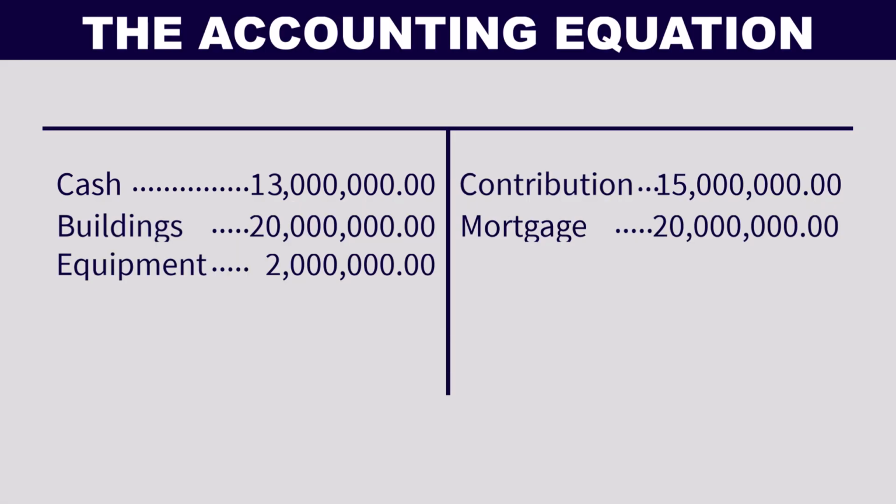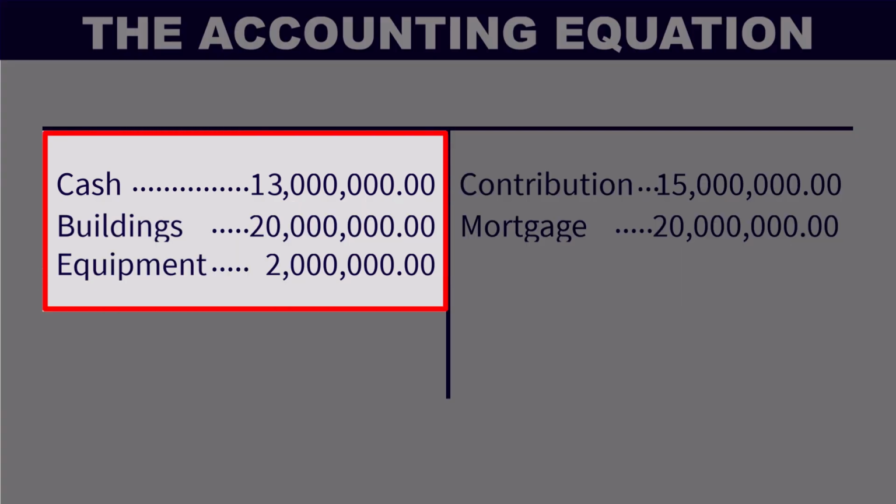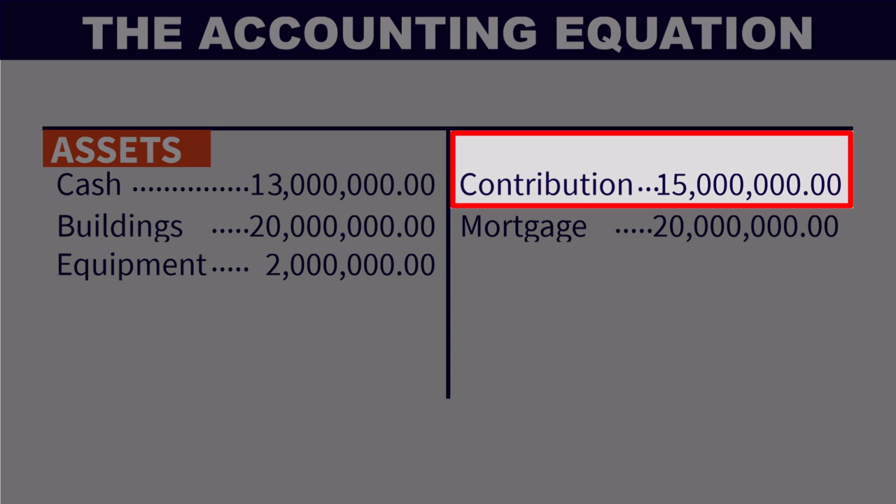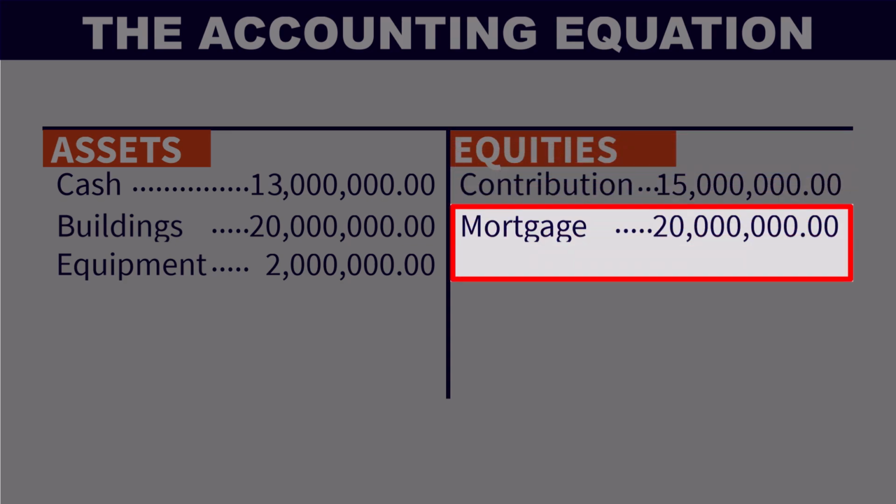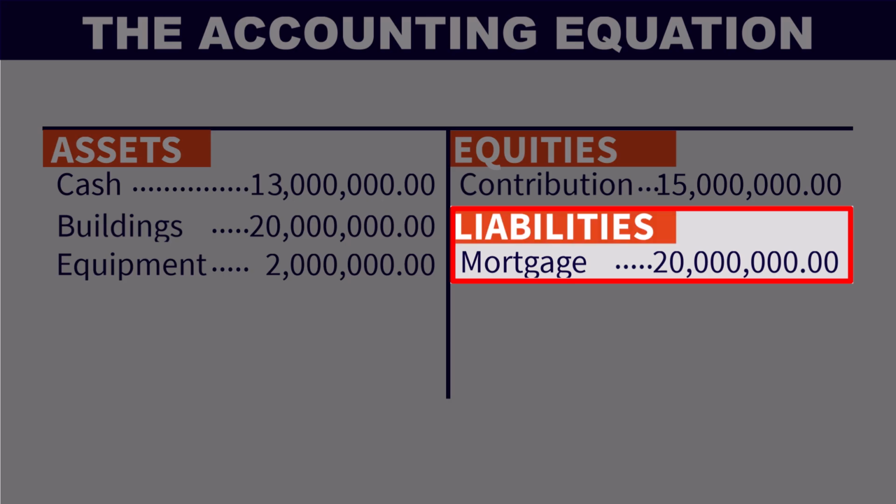Now, the new business has all these resources. All these resources are called assets of the business. The $50 million that came from John and Partners is called contributions. This contribution is now the John and Partners equity. Equity is simply whatever came from or belongs to the owner. The mortgage loan is obviously a liability.